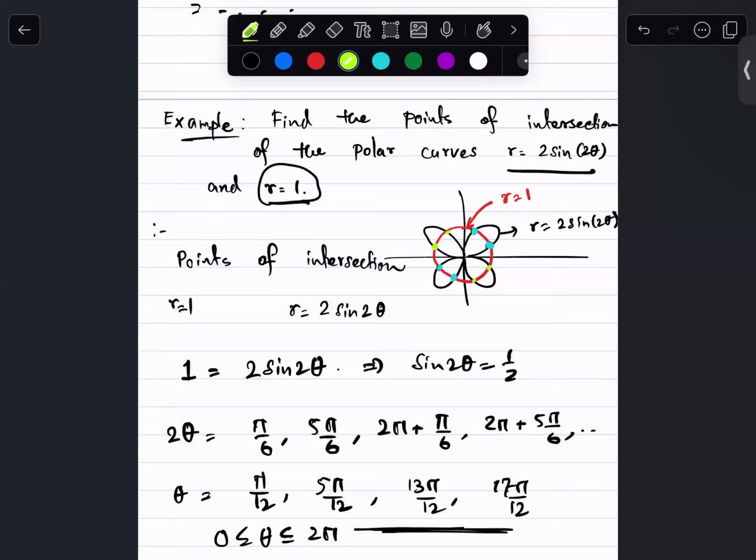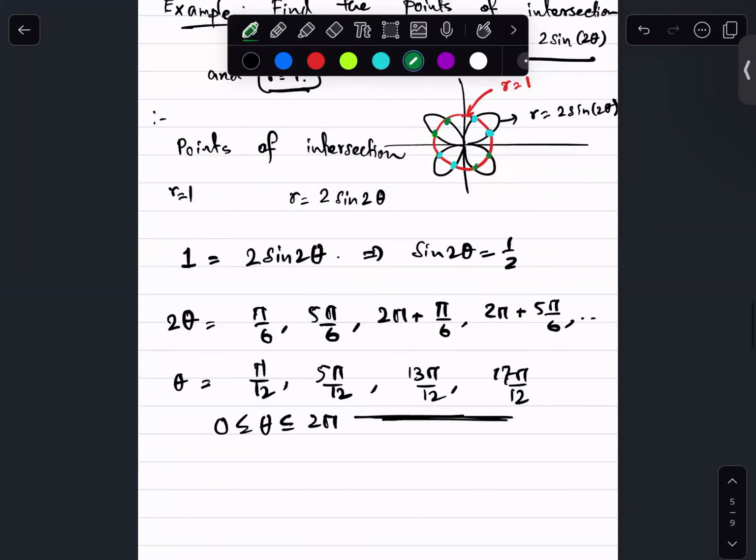But I can see there are 4 more points. Let me use the green. So these green points are also points of intersection, right? So one very natural question would be why those 4 green points are not included in this?